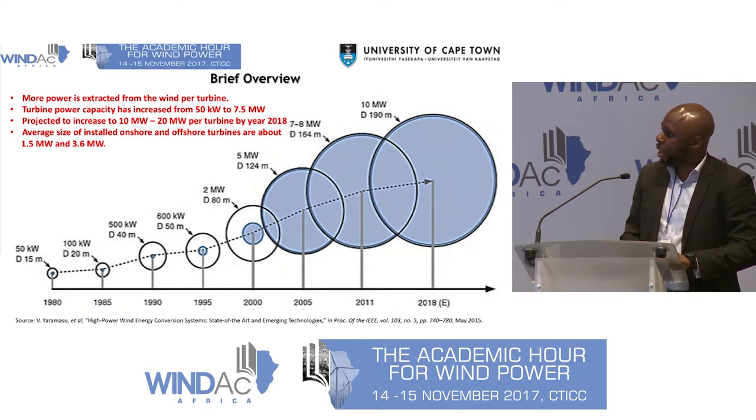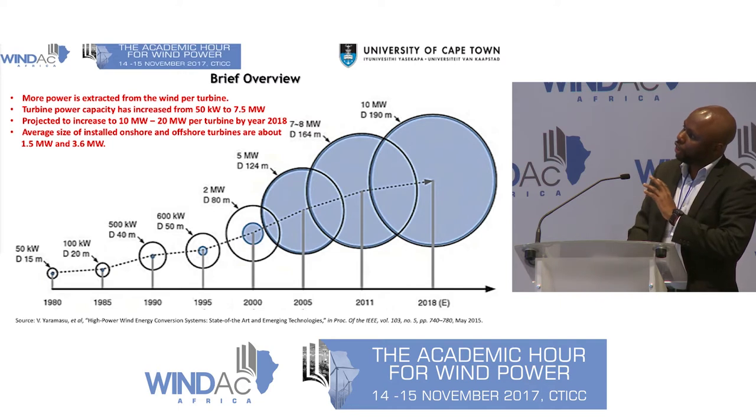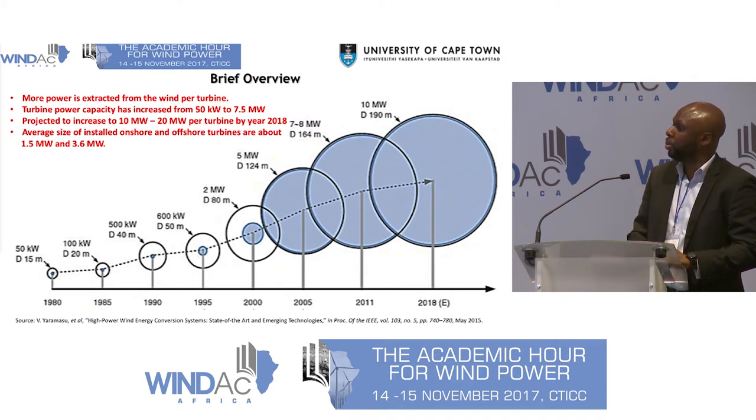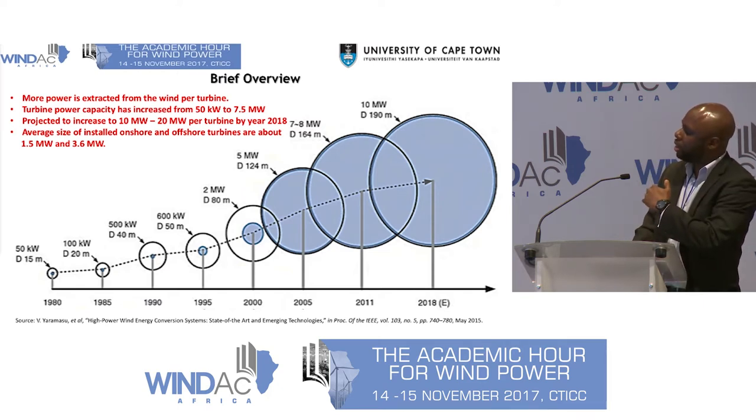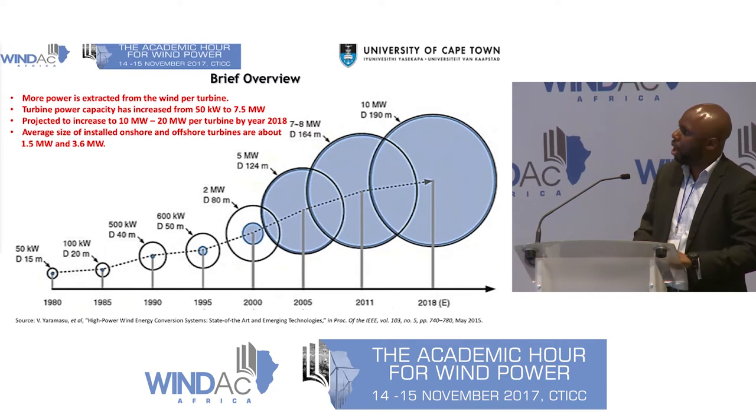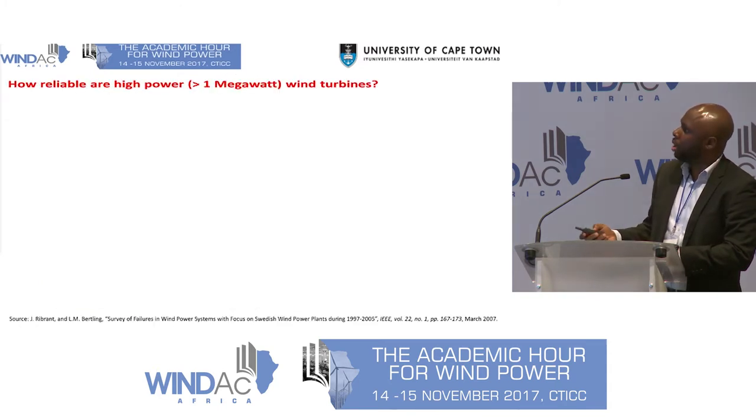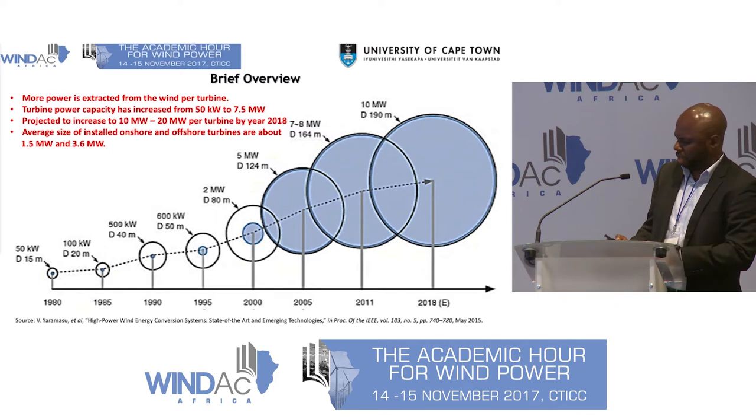For those very familiar with wind turbine research, this is one of the most famous figures in wind turbine research. It shows the evolution taking place in the power ratings of wind turbines in the last 37 years, from 1980 to date, and also going towards next year. We can see the exponential increase in size and power rating, and it's projected to increase to about 10 megawatts to 20 megawatts by 2018.